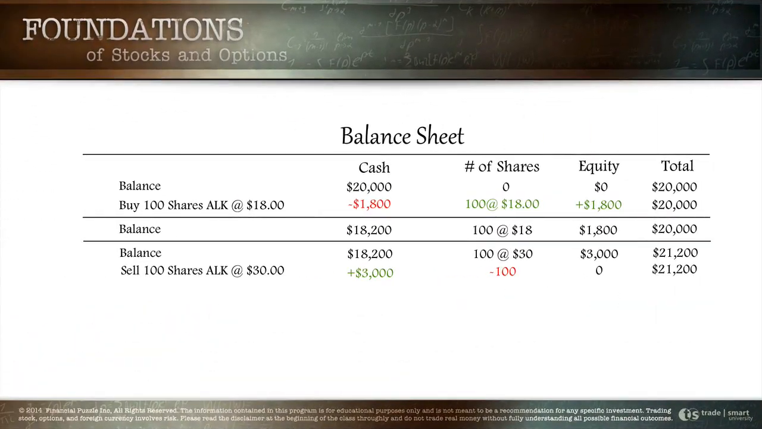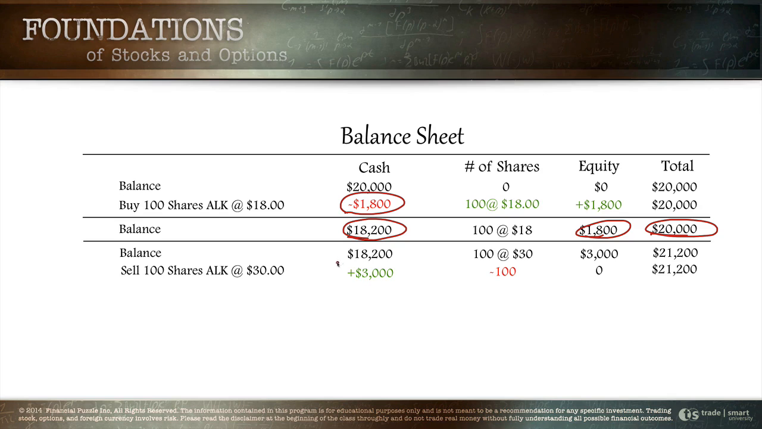Okay, so moving forward here, let's see what happens. We originally bought 100 shares of Alaska Airlines. That dropped our cash value to $18,200, but our equity increased to $1,800, and that brought our total account still to $20,000. But now watch what happened here.